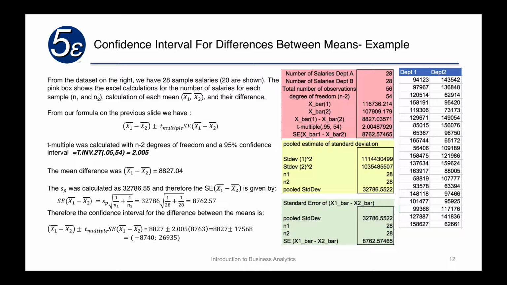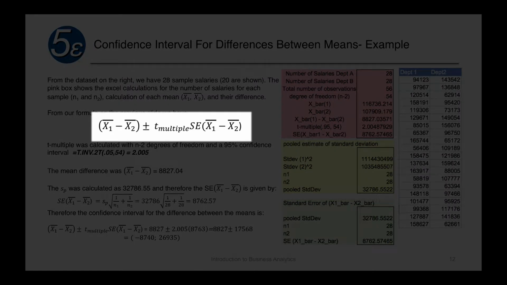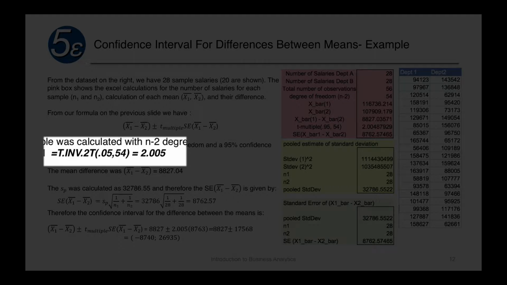Now, from the previous slide, we saw that the confidence interval was given by x1 bar minus x2 bar, plus or minus the t multiple, times the standard error of the difference itself. The t multiple is now calculated with n minus 2 degrees of freedom and a 95% confidence interval. So we're going to use, again, the equals T.INV function to give us the area under the curve of a t distribution. We do the .2T for the two-tail, and we do 0.05 because we want 0.05 of the curve underneath those two tails.